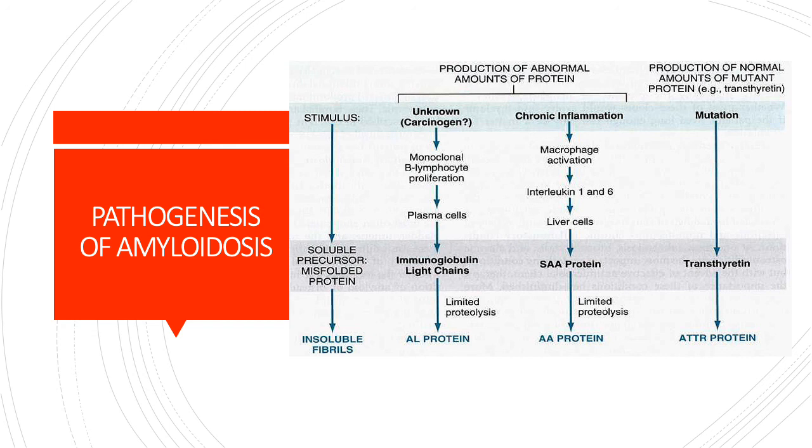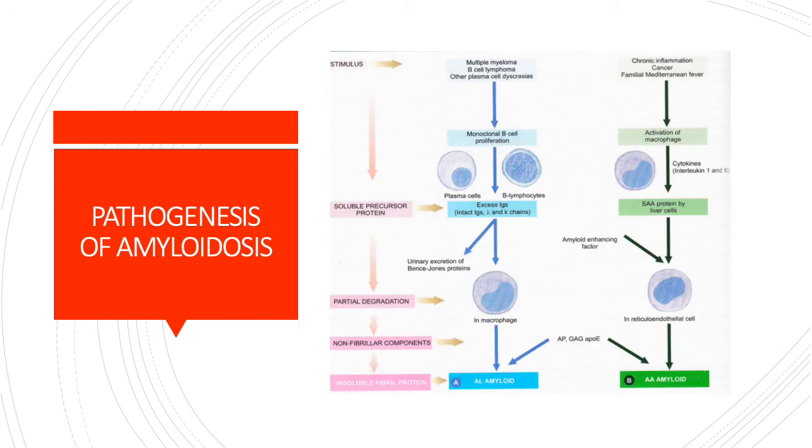Production of normal amounts of mutant protein. Okay, here it is excessive protein, but here it is production of normal amounts of mutant protein, and that is transthyretin. So whenever there is a mutation in the gene encoding transthyretin, that leads to deposition of ATTR. It's a diagrammatic picture of the pathogenesis of primary as well as secondary amyloidosis.